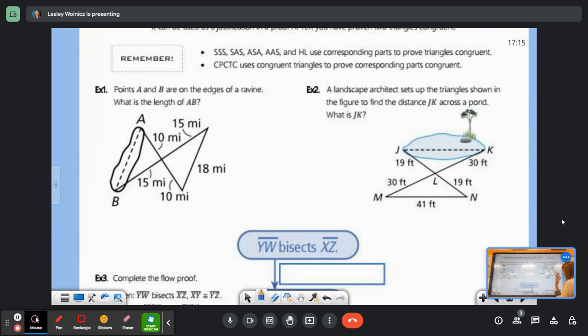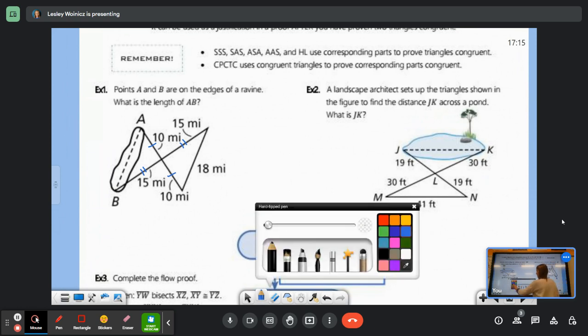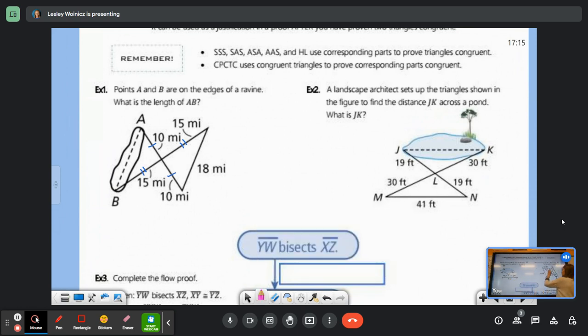All right, well, we have some information. We know that 15 miles is congruent to 15 miles, and we know that 10 miles is congruent to 10 miles. We also have, by the vertical angles theorem, that this angle is congruent to that one. Thank you, VAT, vertical angles theorem. So what I see here is that we have two congruent triangles using the shortcut side, angle, side. So I've shown that they're congruent using side, angle, side.